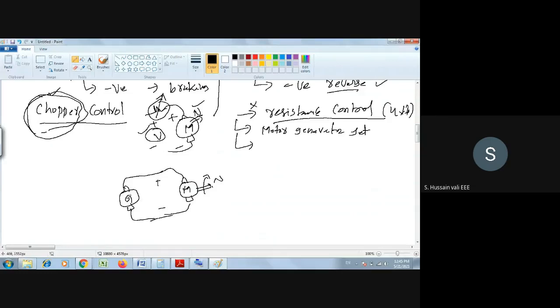Now you have another motor here. Both are mechanically coupled. By varying the speed of this motor, and with some excitation here, I hope we might have studied this kind of thing even in the first unit. Either you change the excitation, or do something so that the output voltage of the generator will change.